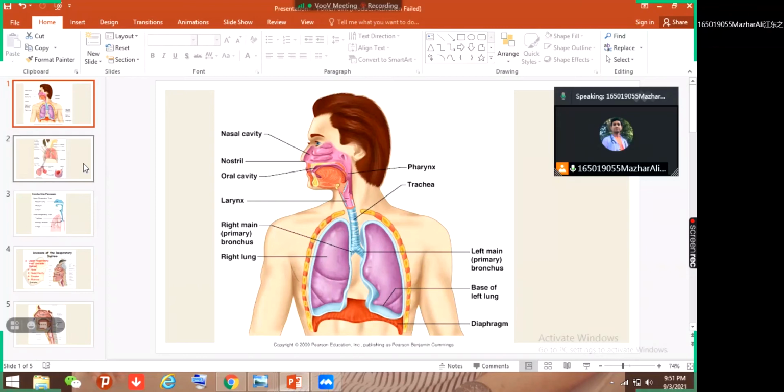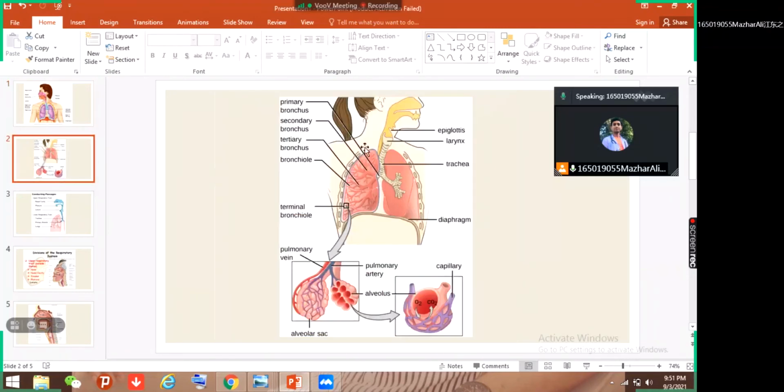Then this is the anatomy: there is a right bronchus, left bronchus, and lungs, then your primary bronchus, secondary bronchus, and your bronchioles. After that, there are terminal bronchioles. In the terminal bronchioles, there is an alveoli. Around the alveoli, there is a capillary. You can see this is a capillary, this is the alveoli. See how the oxygen and carbon dioxide exchange.